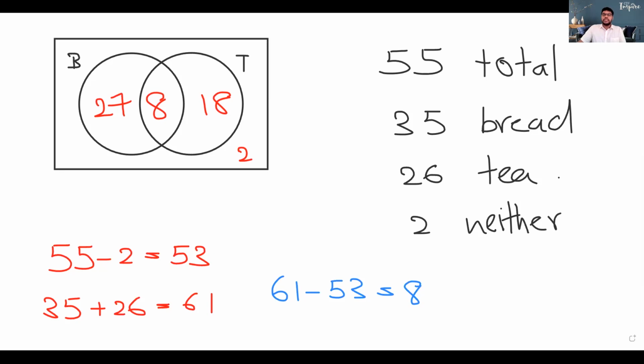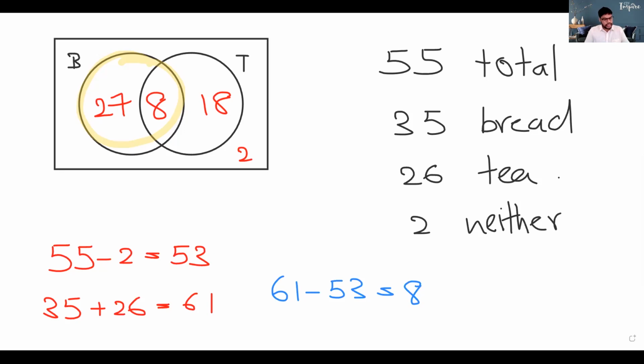Now, children, when they say that someone ate bread, or this many people, 35 people, that goes into this entire circle, not just this half moon shape. That is the region who only ate bread. But when they say that 35 ate bread, children, they are talking about the entire circle, the entire section of who ate bread and who may also have drank tea with bread. That is everything.